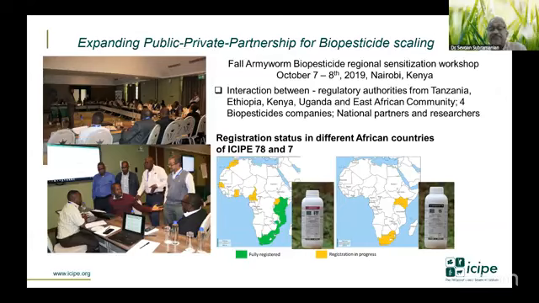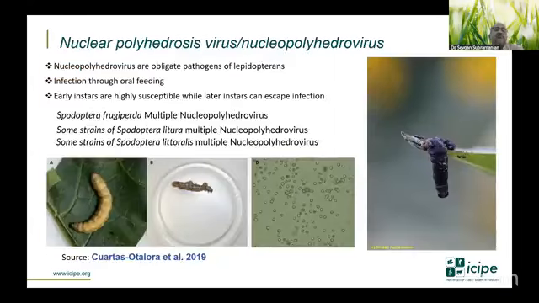The next biopesticide that has taken a lot of space in terms of fall armyworm management is the nucleopolyhedroviruses, previously called nucleopolyhedrosis virus. It's an obligate pathogen of Lepidoptera, so it can only survive on the host. The infection is through oral feeding, and early instars are very susceptible. Interestingly, with Spodoptera frugiperda, these baculoviruses are highly specific.